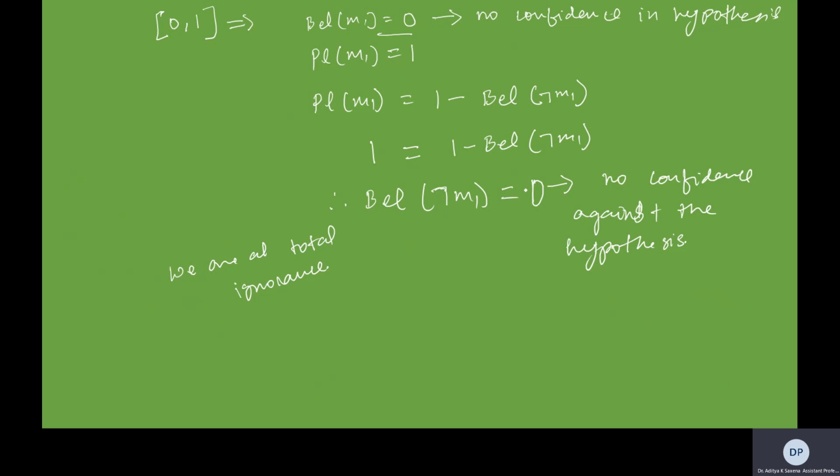Now we will take one more example. If the interval is given as 0 comma 0, what does that mean? It means that belief of M1 is 0 and plausibility of M1 is 0. Still, it means no support for the hypothesis.